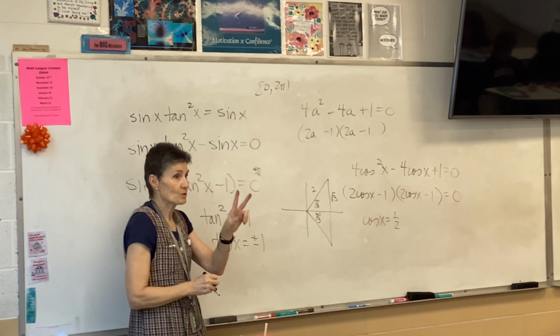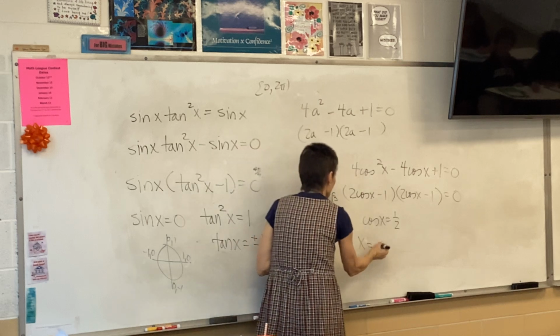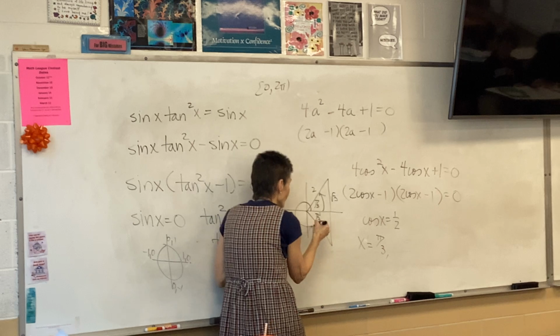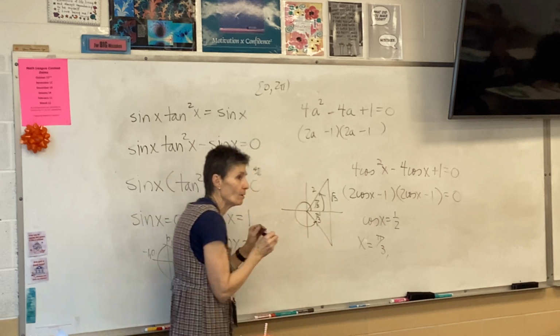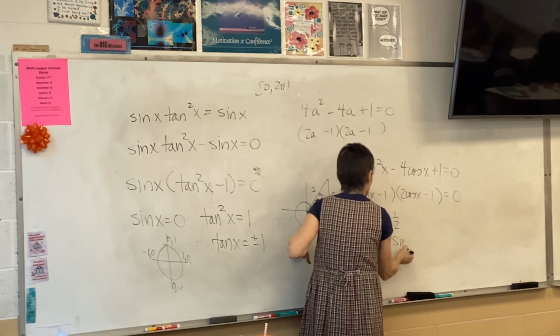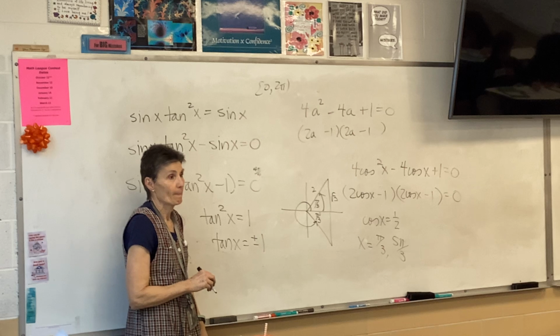There's only 2 answers. One of them is pi over 3. And the other one would be all the way around. Yeah, 5 pi over 3. And those are the 2 answers to the problem. Not gonna lie, that's pretty easy.